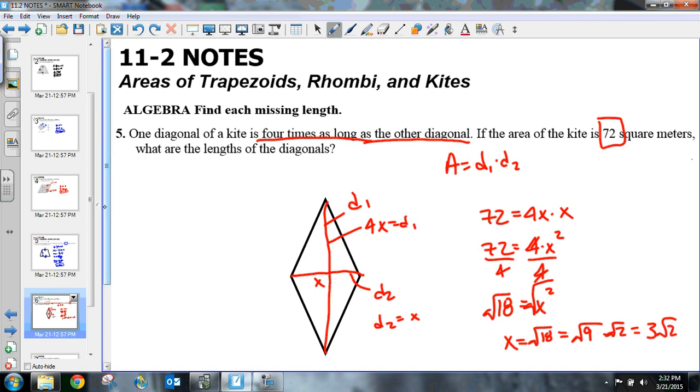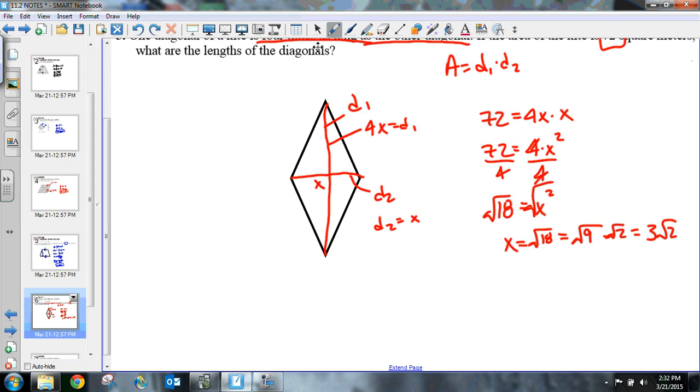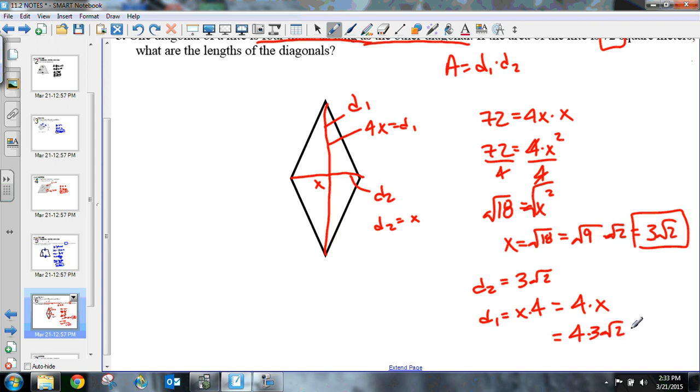That's length x. So I'm trying to find the diagonals. What are the lengths of the diagonals? So I know that d sub 2 is equal to x. Well, x is just 3 root 2. So I know that d sub 2 is 3 times the square root of 2. Okay, and I know that d sub 1 is equal to x times 4, 4x. So I can do this. Let me write 4 times x. I can reorder these using the commutative property. And I can take 4 times 3 times the square root of 2, and 4 times 3 ends up giving me 12. So I get 12 square root of 2.